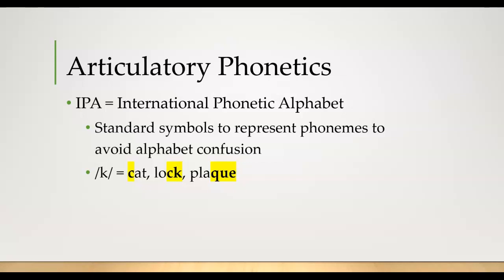But just for purposes of us talking about this stuff, if you see something in the forward slashes, like on the screen right now, that is a phoneme. So all three of those words contain the phoneme k, but each one's spelled differently. So, this is why English is so tough.